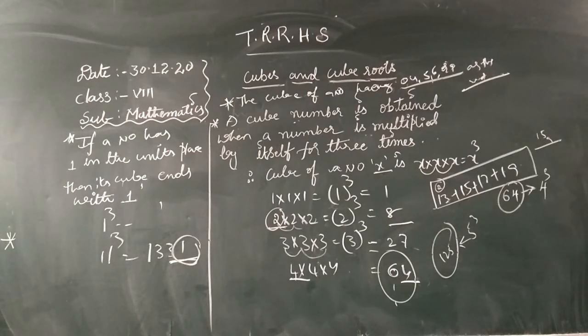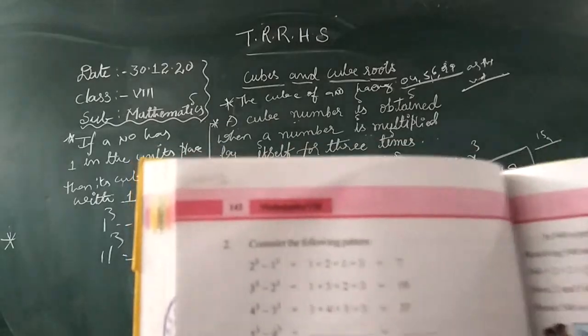In the same way, the next pattern is also there, I will show you in the book. So consider the following pattern. See, this is a pattern. Consider the following pattern. So 2 cube minus 1 cube is equal to 1 plus 2 into 1 into 3. 1 plus 2 is 3. 3 ones are 3. Right?